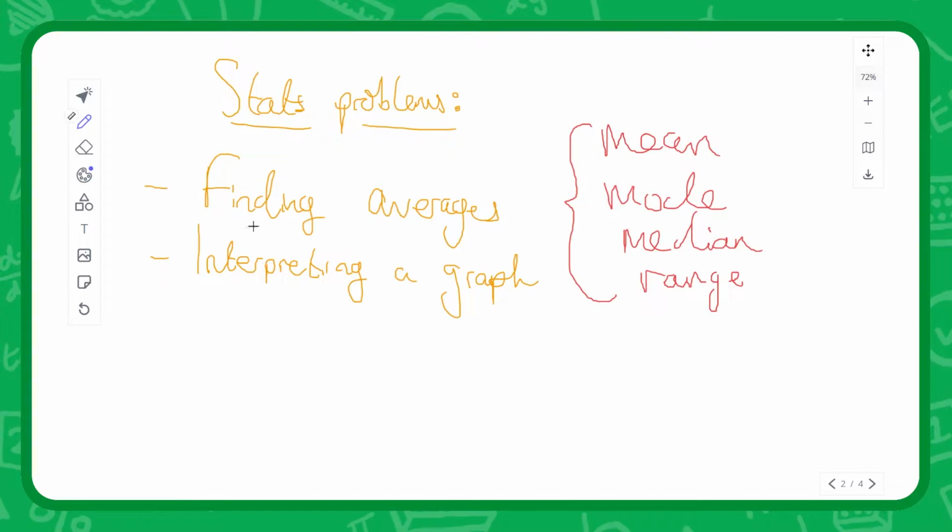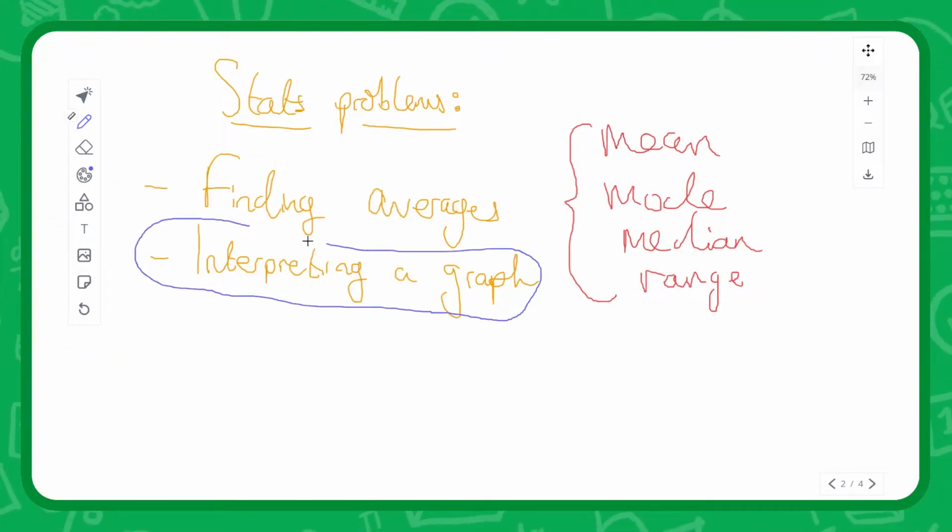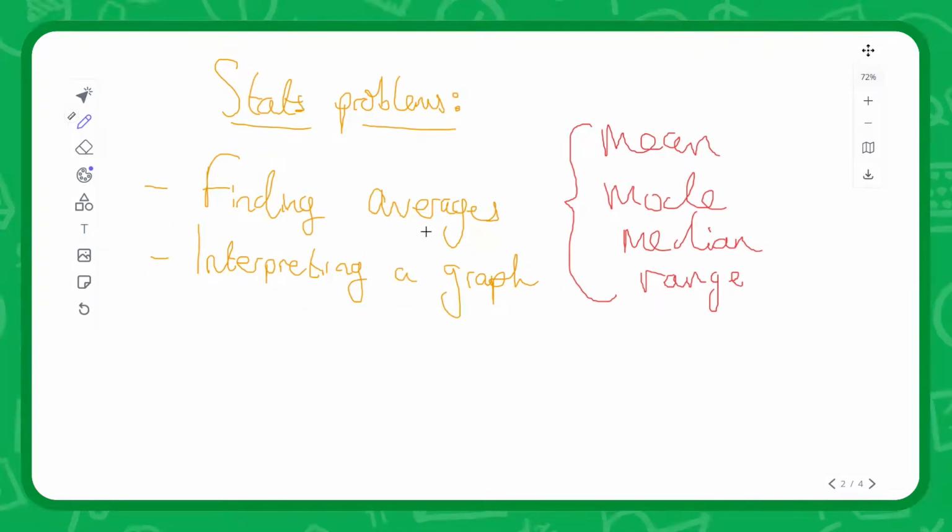The second one is interpreting graphs and other information, and normally this is in the form of things like cumulative frequency graphs, pie charts, bar charts, histograms.